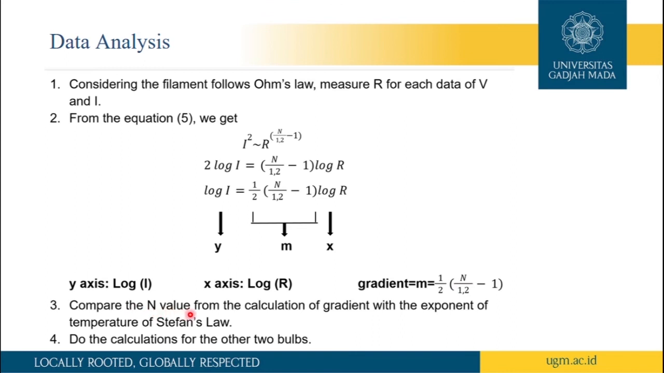Compare the n value from the calculations of the gradient with the exponents of the temperature of Stefan's law from the theory that we learned before. And don't forget to do the calculation of the other two bulbs. Remember that we have the 3 bulbs as the 3 variations.